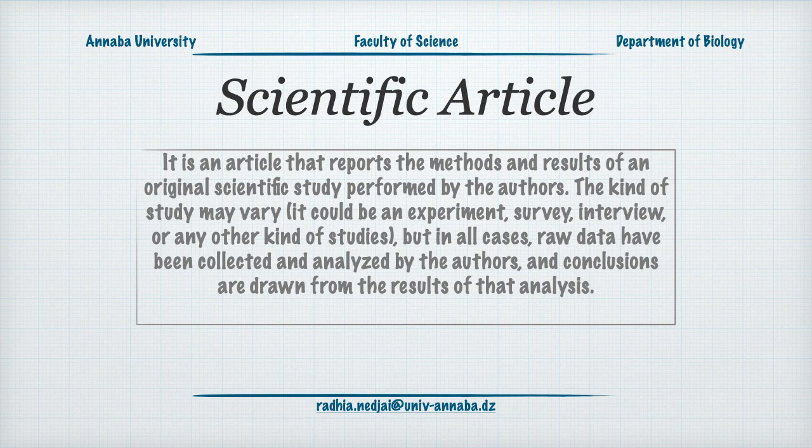Now, what does scientific article mean? A scientific article is an article that reports the methods and results of an original scientific study performed by authors. The kind of study might vary. It could be an experiment, survey, interview, or any other kind of study. But in all cases, raw data have been collected and analyzed by authors, and conclusions are drawn from the result of that analysis.